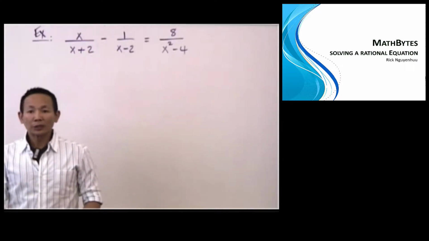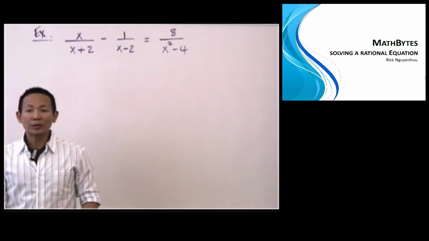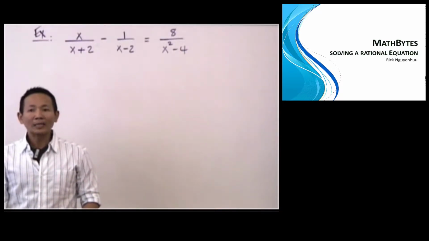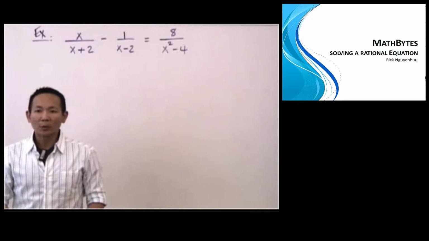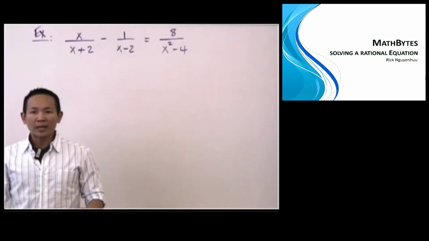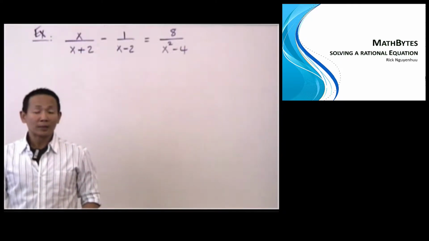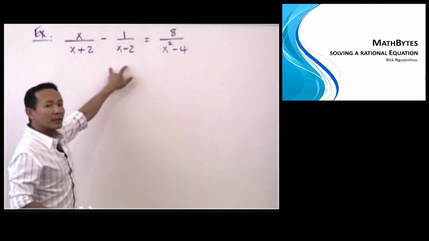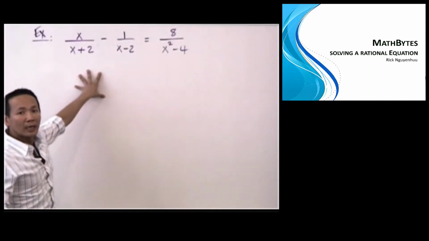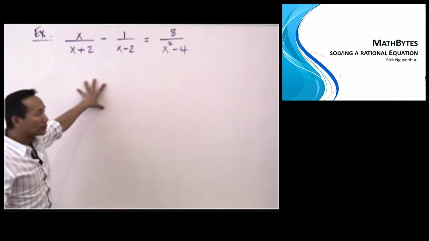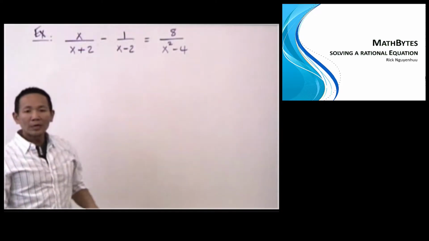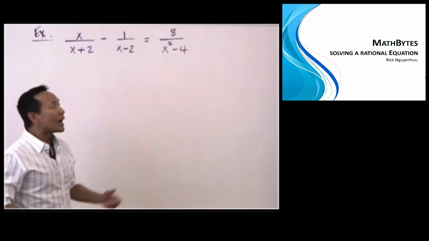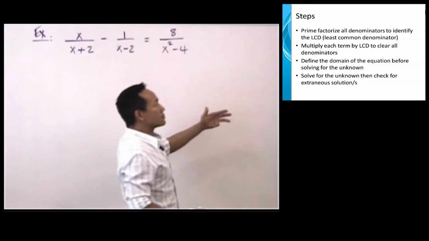Today, I would like to show you how to solve a rational equation. Please remember, last lesson we studied what a rational equation is. A rational equation is the kind of equation where we have some unknown in the denominators, such as this. This is a perfect example of a rational equation. So today we'll learn how to solve for the unknown of a rational equation. I break it down into steps.